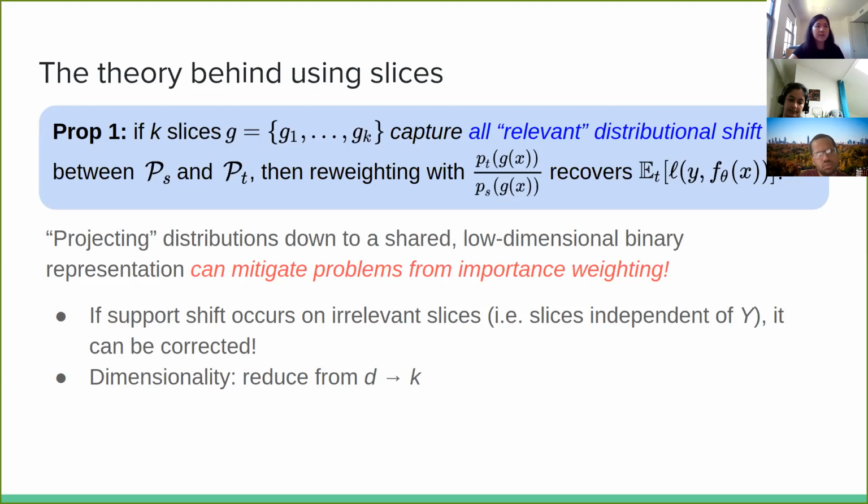And here, in a sense, what I've been describing is that we're taking our source and target distribution and projecting them down to a shared low dimensional binary representation. And so under some conditions that I'll go over, this binary representation will allow us to faithfully evaluate under distribution shift.